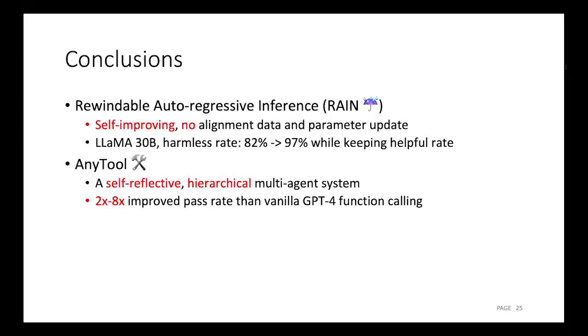The second work we discussed is large language model tool agents. It's called AnyTool. It's a self-reflective hierarchical multi-agent system. And in terms of pass rates, it's 2 times or even 8 times better than the vanilla GPT-4 function calling ability.